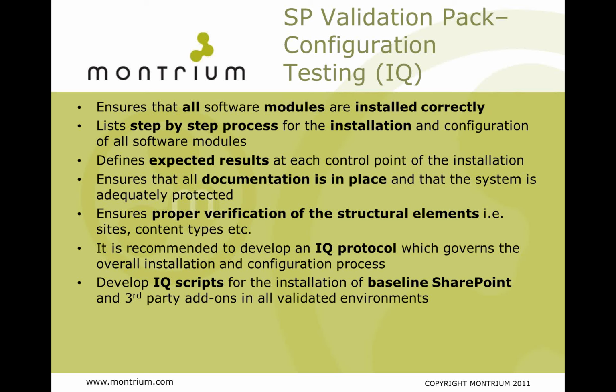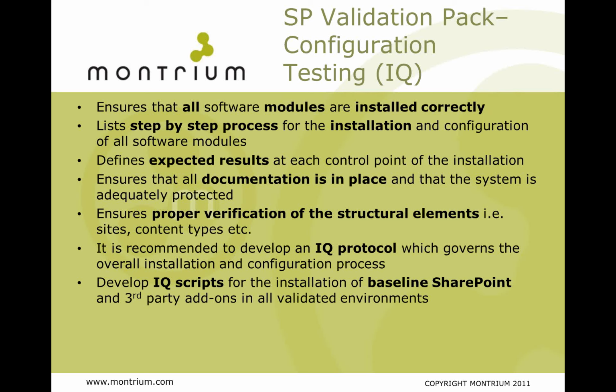So once we've got all of our specification documents, we've got our configuration, we've built out that configuration, we actually need to install the system and do configuration testing. And so here is really the first step of testing, what we call IQ, installation qualification or configuration testing in GAMP5. And this really makes sure that all of the various different modules have been installed correctly. It also provides us with a step-by-step process for the installation and configuration of those modules.